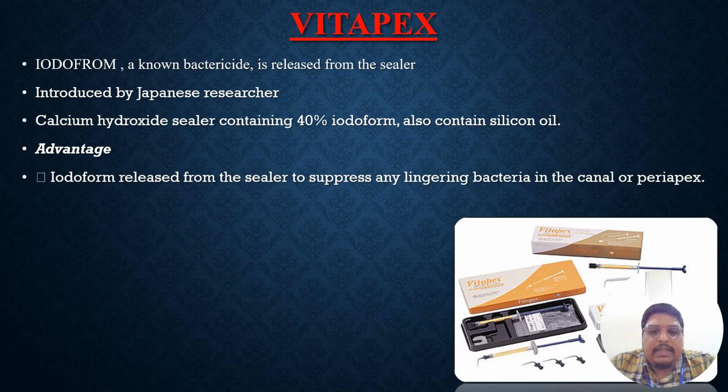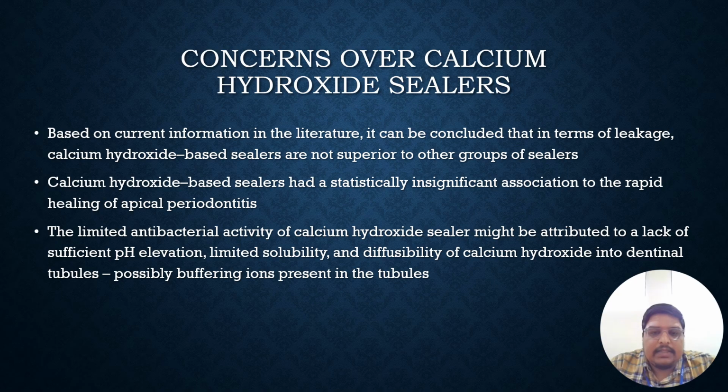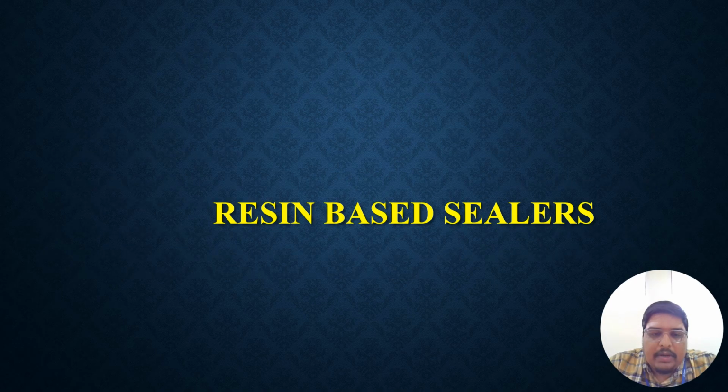Iodoform is known as and released from the sealant introduced by Japanese sealers. Calcium hydroxide iodoform is released from the regions. Concerns over calcium hydroxide: based on current information in the literature, it can be concluded that in terms of leakage, calcium hydroxide based sealers are not superior to other groups of sealers. There has been a statistically insignificant association with the rapid healing of the apical periodontitis.